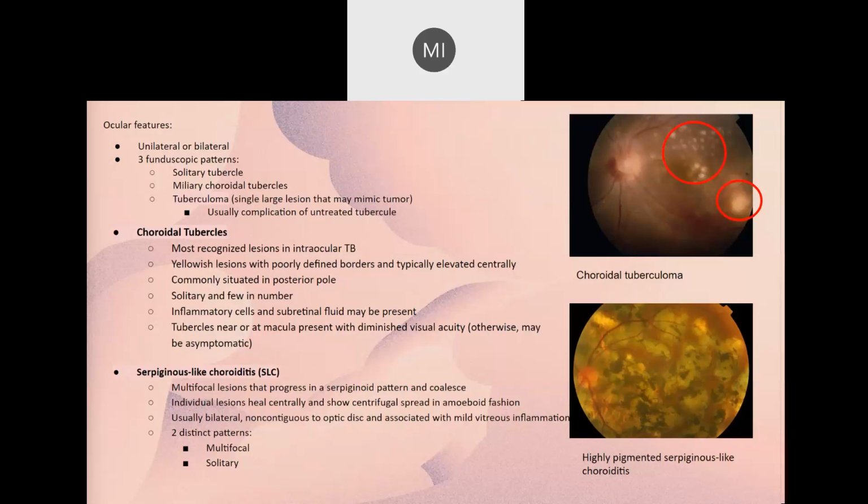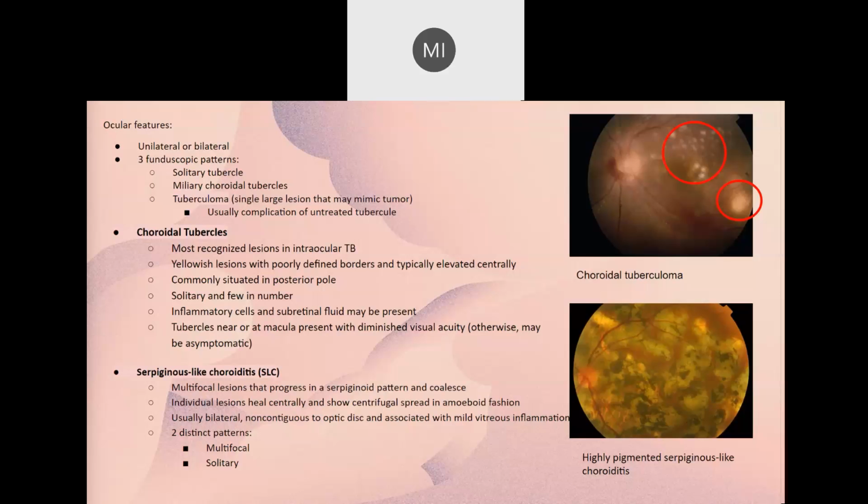Ocular signs suggestive of tuberculous posterior uveitis are listed here. It can be unilateral or bilateral. The three fundoscopic patterns are solitary tubercle, miliary choroidal tubercles, and also tuberculoma if it goes untreated. As shown in the diagram at the top right corner, these are examples of miliary tubercles, small multiple millet-seed-sized yellowish lesions at the superior temporal. And tuberculoma can be seen in this fundoscopy as well.